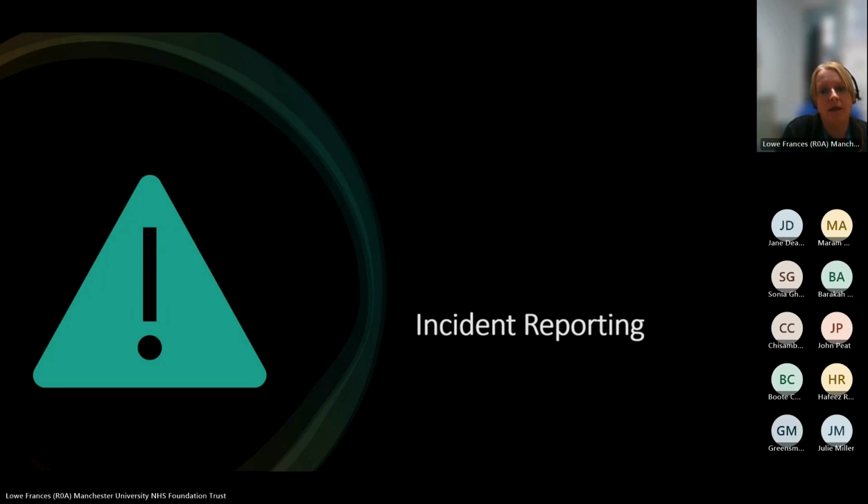So it'll also document who was involved, when it happened, and any measures that were put in place at the time to mitigate it. And as I said, once you've filled it in, it's submitted, it's sent to the incident management team, and they will forward reports to the different managers, who will then feed back to the staff.